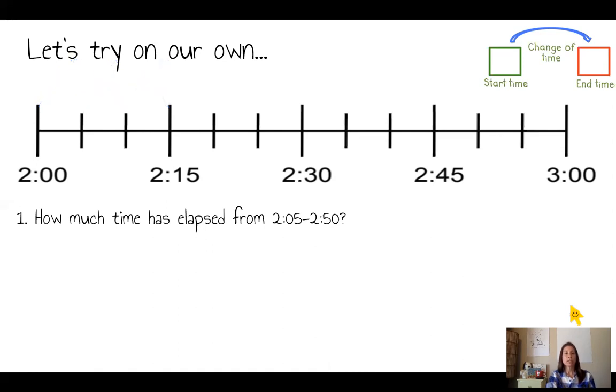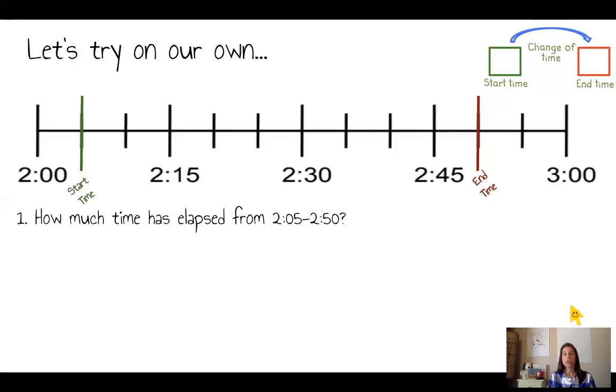Okay, so let's go back to our problem here. How much time has elapsed from 2:05, there's your start time, to 2:50, there's your end time. So my above and beyonders, you guys have a green, a red, and a blue, and you guys are drawing beautiful straight number lines with me. Very good. So you have your start time and your end time with me on the number line. I'll wait a second for you to make sure you have it. Check your work.